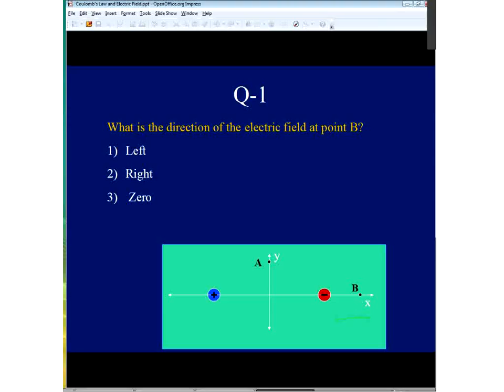Now how is it right now? If left side force is more, attraction is more, right? So if left side force is more, net force will be on the left side, isn't it? Net force divided by charge, positive charge. That is the direction of field. So what is the answer? Left.